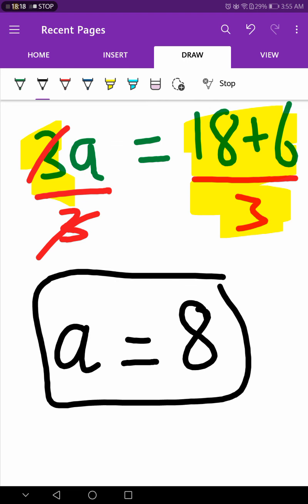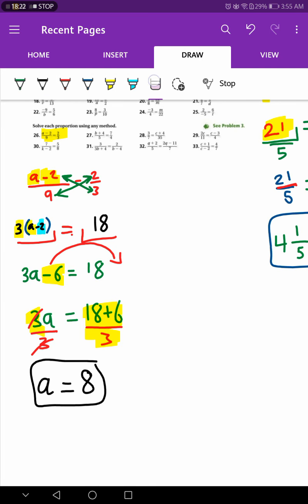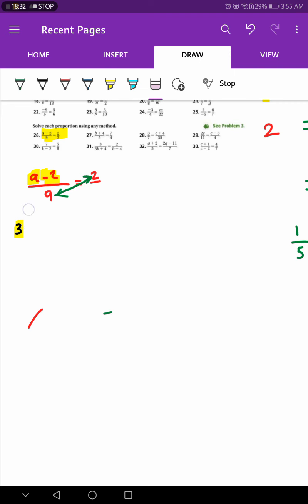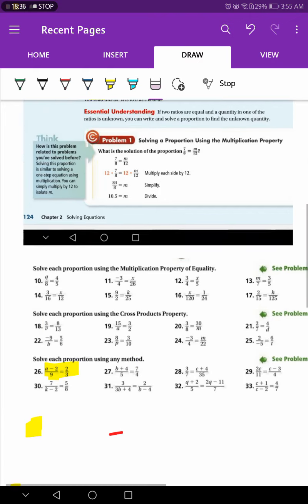And as you know, 24 divided by 3 equals 8. Okay, my dear student, now you have two methods. You can select one and do it. What we learned in this lesson is the cross product property.